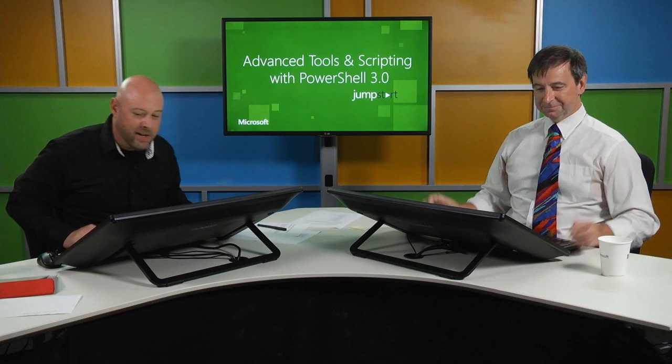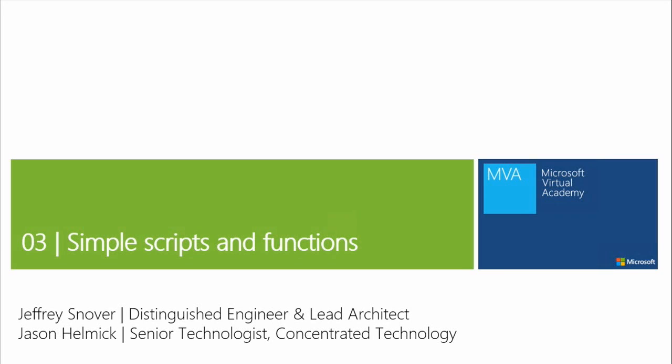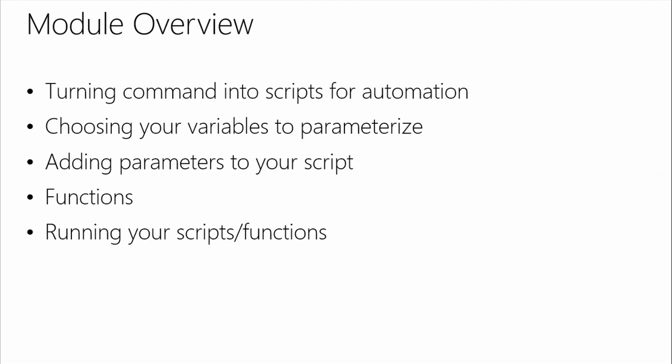All right, let's get started into our third module. We're going to start making simple scripts and functions here. This is going to be totally wickedly cool because now we're going to take a command, any command you want, the ones that I have in the demos or any command that you want, and we're going to start to turn it into a script for automation.